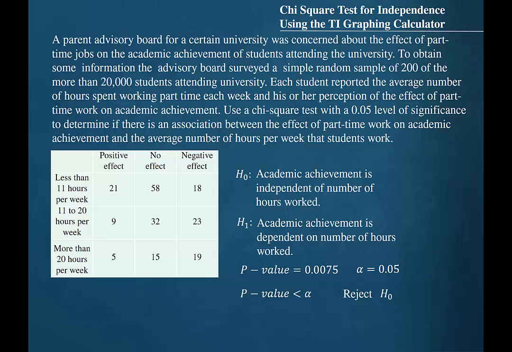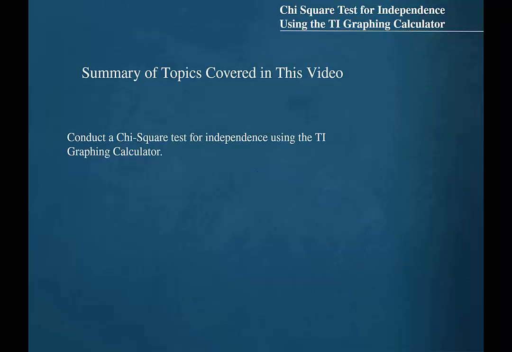And again, our conclusion is the same as it was when we conducted this test using the critical value and test value method. Our conclusion is that academic achievement is dependent on the number of hours worked. In this video, we learned how to conduct a chi-square test for independence using the TI graphing calculator.